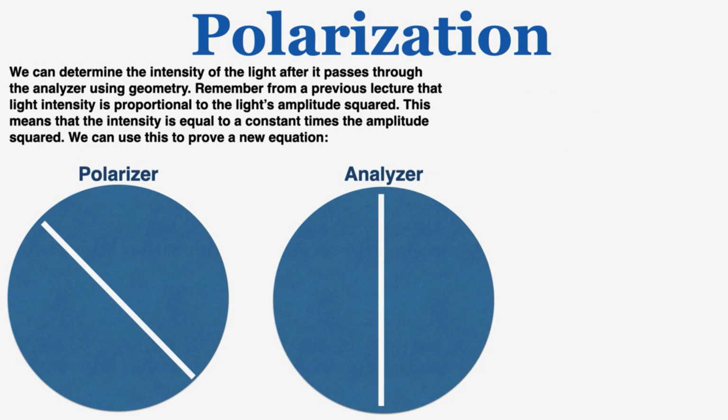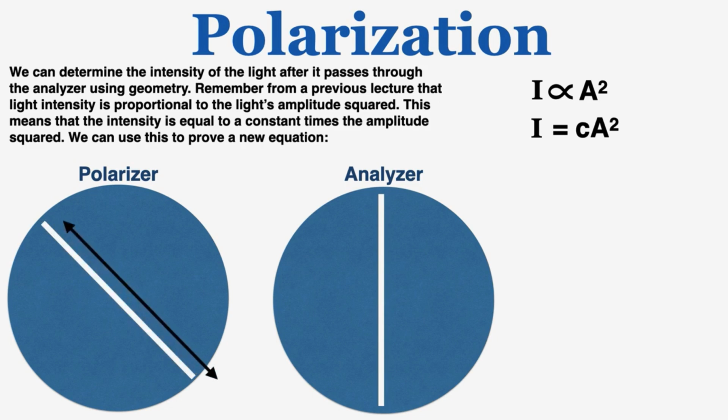We can determine the intensity of the light after it passes through the analyzer using geometry. Remember from a previous lecture that light intensity is proportional to the light's amplitude squared. This means that the intensity is equal to a constant times the amplitude squared. We can use this to prove a new equation.